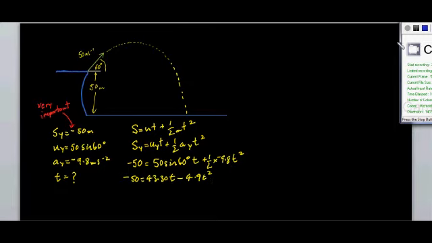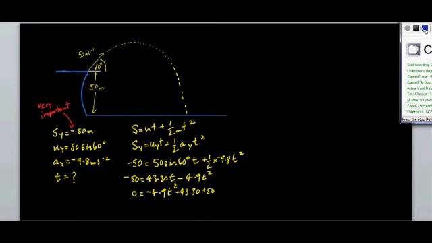If you rearrange that into the form of a quadratic, we get minus 4.9 t squared. We move that to the front, plus, there's a plus in front of there, plus 43.30. And when we move the 50 across to the other side, it becomes positive, so it's plus 50.